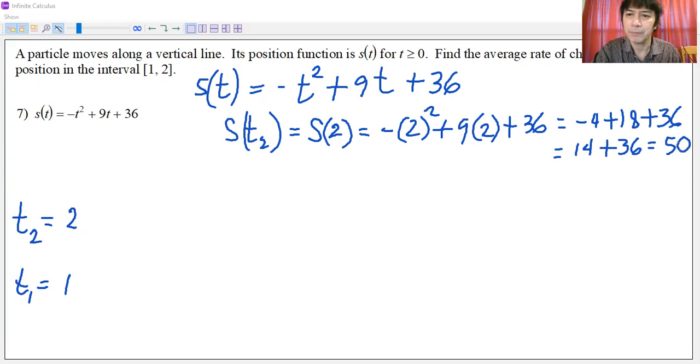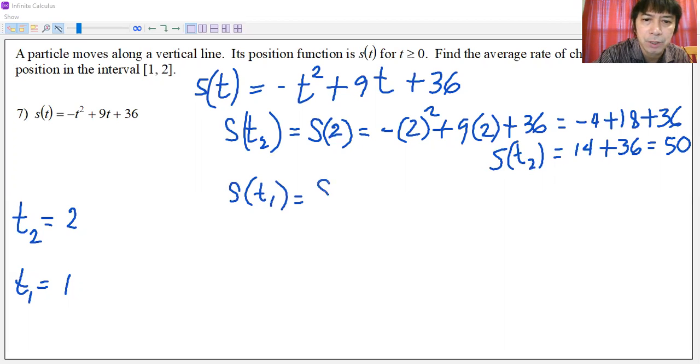Okay, so S of T2 is 50. It's over here. All right, so let's continue with S of T1. The value of S of T1 is over here. S of T1 means S of 1.